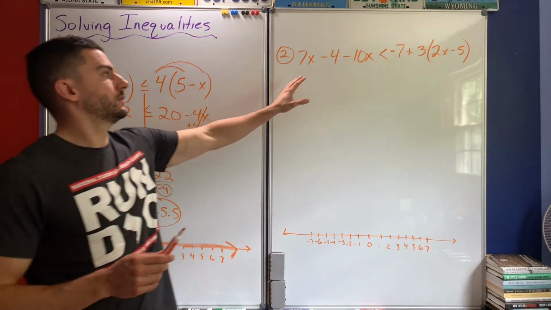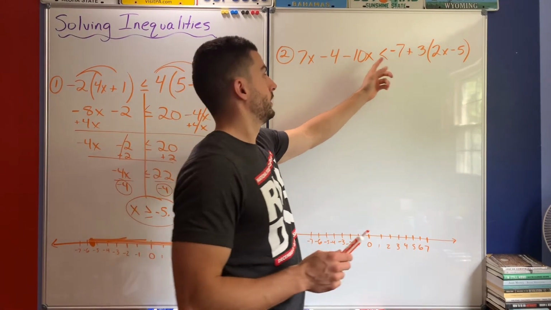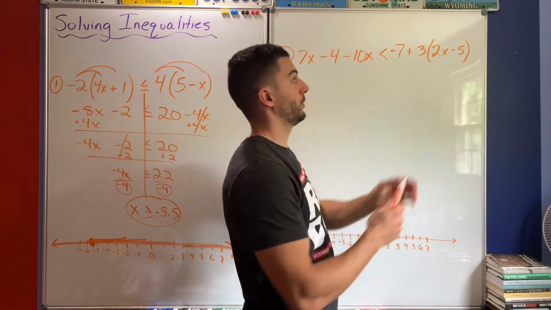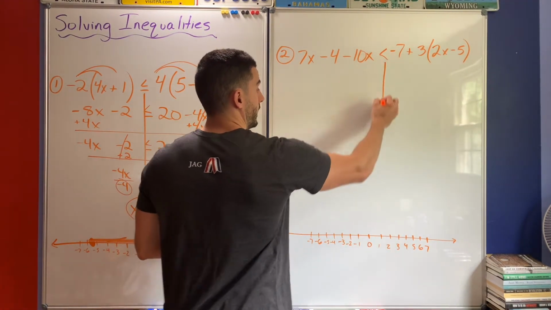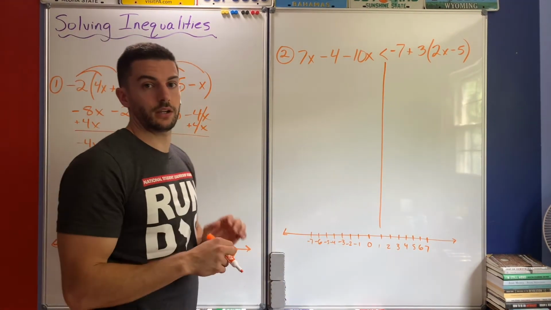Number 2, big guy, right? 7x minus 4 minus 10x is less than -7 plus 3 times the group 2x minus 5. A lot going on, okay? So we're going to have a lot of steps to solve this, okay? But just, again, do one thing at a time.